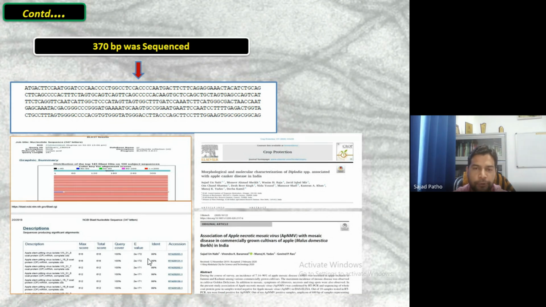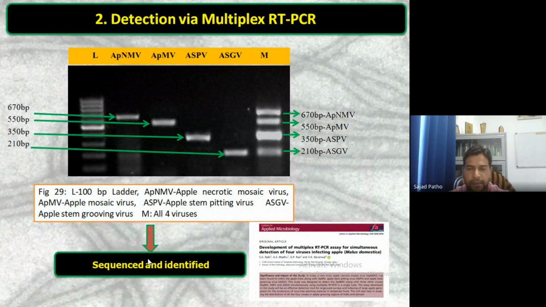But here we should know at least the primer of the pathogen or of the gene. Unless and until we have the primer, we will not go for the detection. Then another approach is also through primers only, but here we will be detecting more than two pathogens in one go. For example, here you can see we have to detect apple necrotic mosaic virus, apple mosaic virus, stem pitting virus, or stem grooving virus.